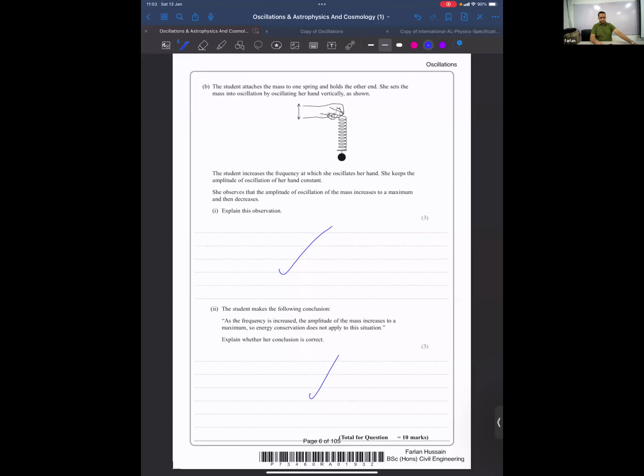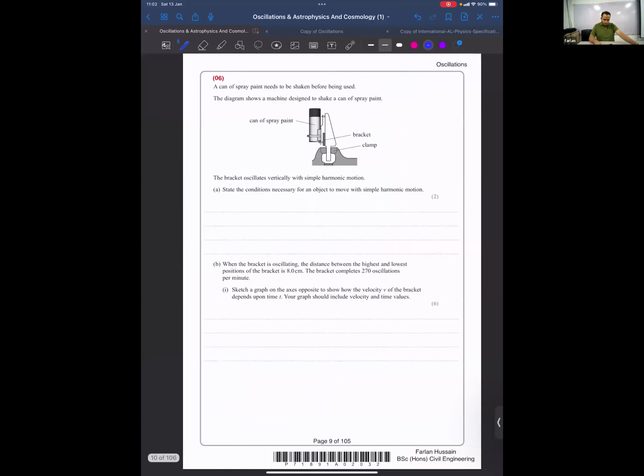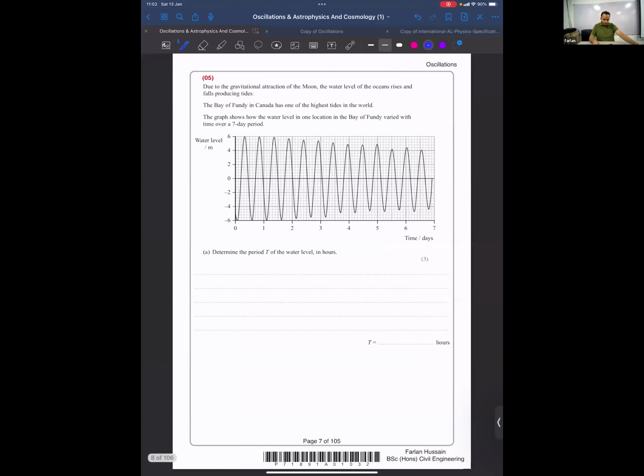Yeah, that's enough. Okay, the next one, question 5, page 7. Can you?